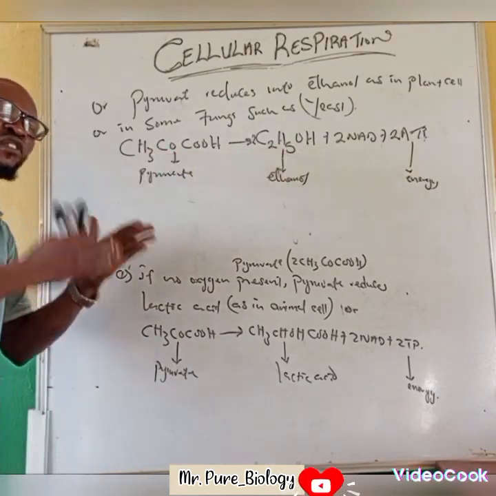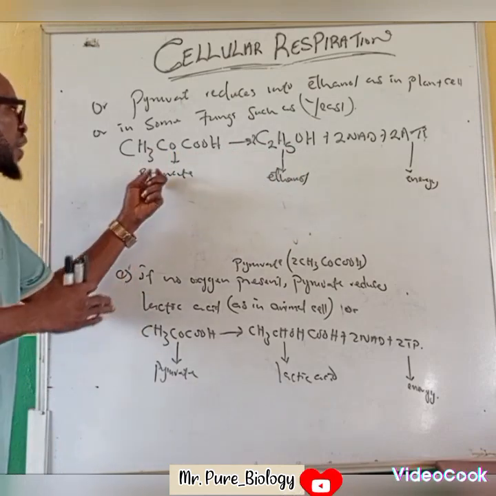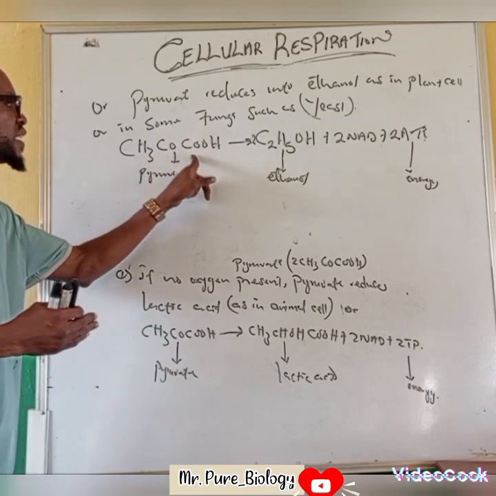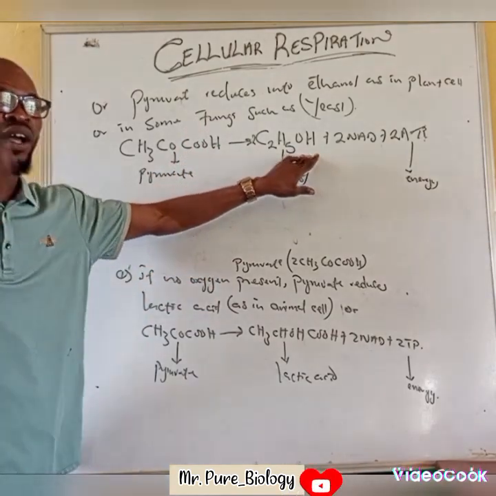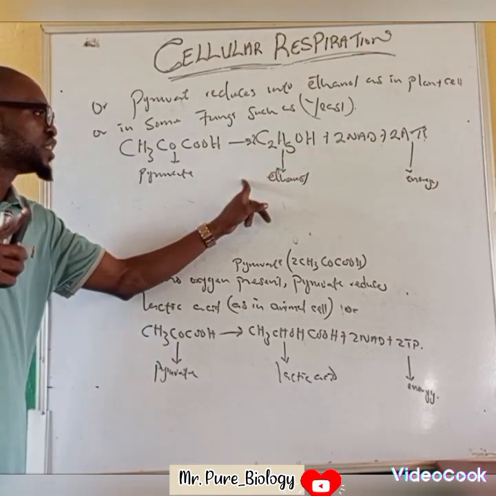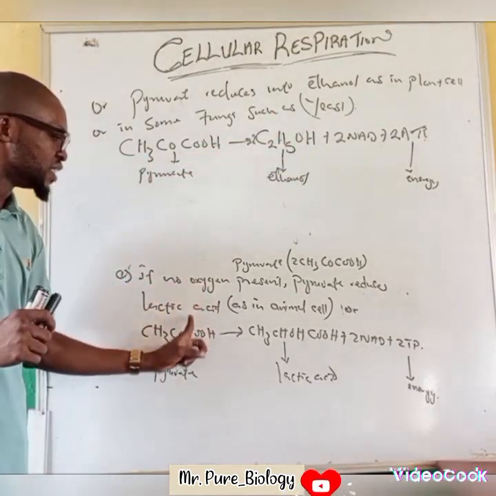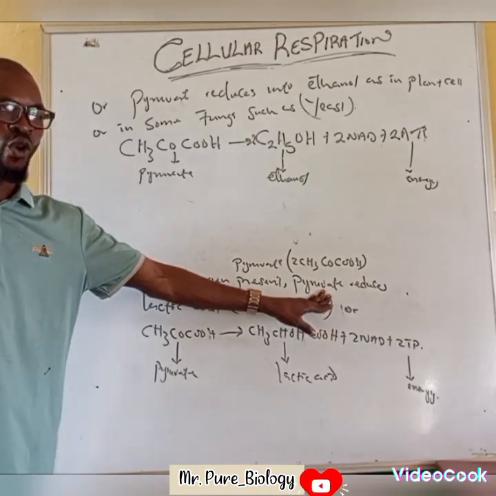No. The glucose will first pass through the stage of glycolysis, and that is when we are going to have the pyruvate. After the pyruvate has formed, it is this pyruvate we now reduce to ethanol if there is no oxygen. It reduces to ethanol in plant cell if there is no oxygen, while it reduces to lactic acid in animal cell if there is no oxygen.